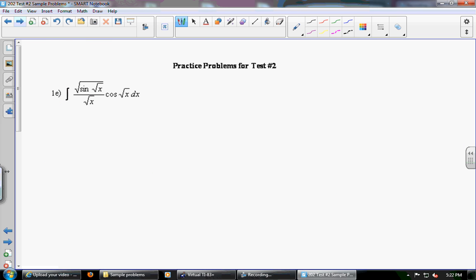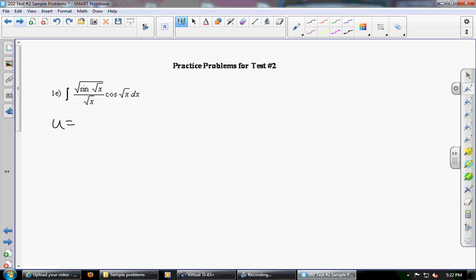Moving on to part E, the square root of sine of square root of x, all divided by square root of x, times cosine of square root of x. Goodness. It feels like u-substitution is my default the first time I see a new integral. There are a couple of different choices you could make for u.